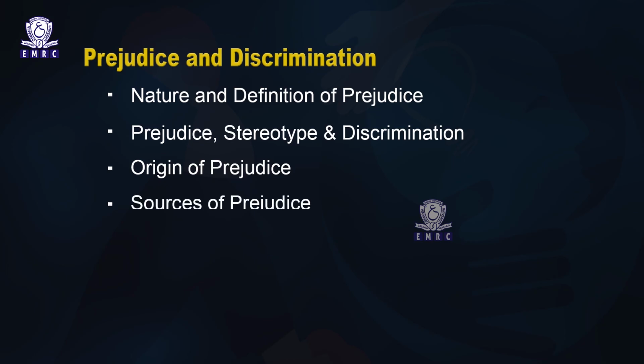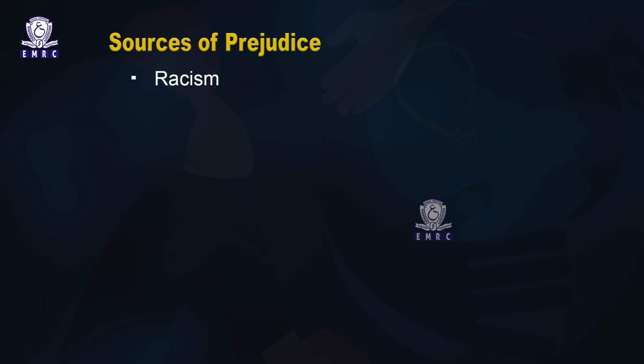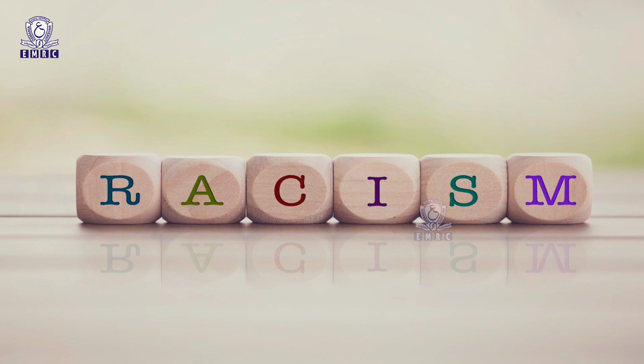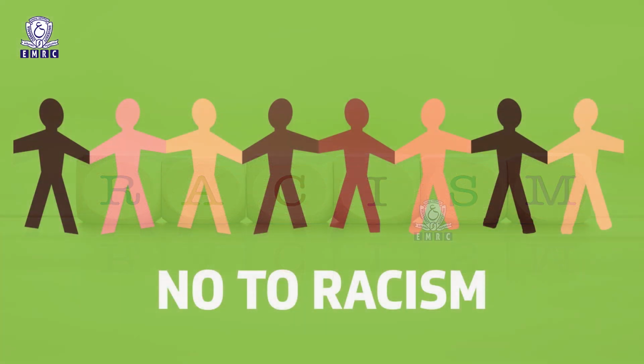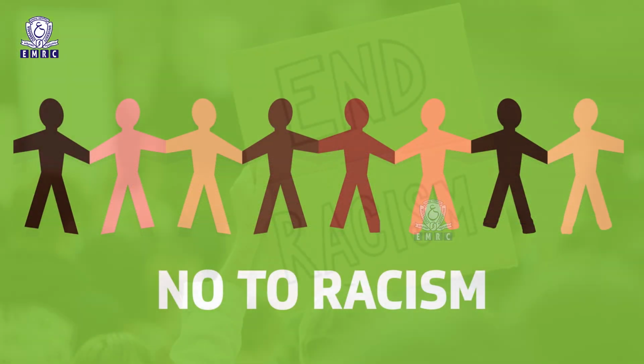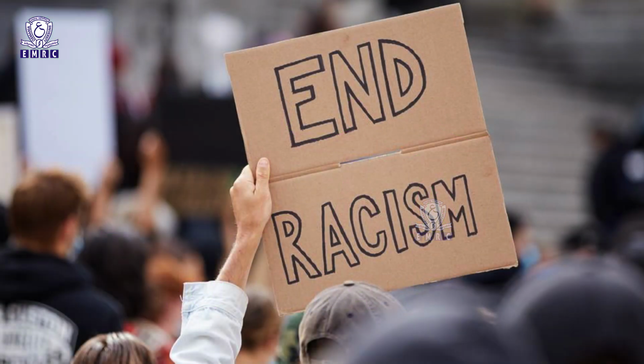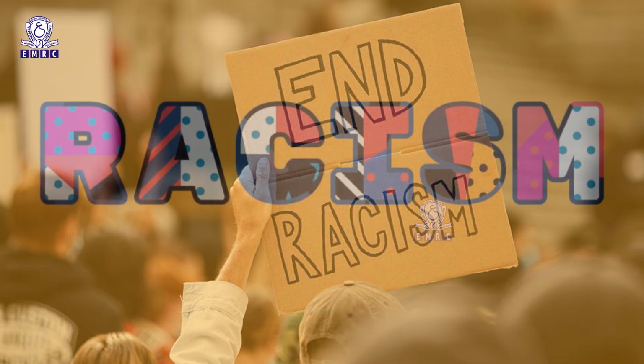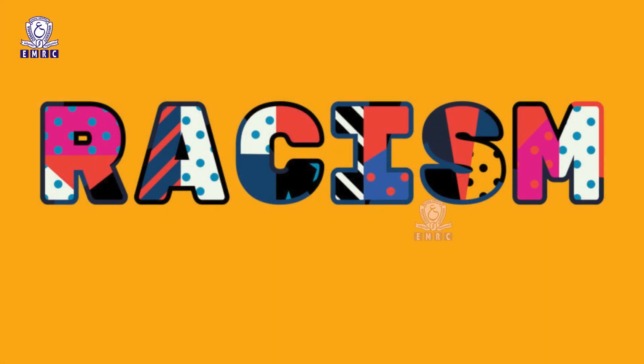Now we'll look at sources of prejudice, and one of the sources is racism. Racism is a dominant source when it comes to prejudice. It is a view that one particular race is greater than the other and that the features are fixed and unique.